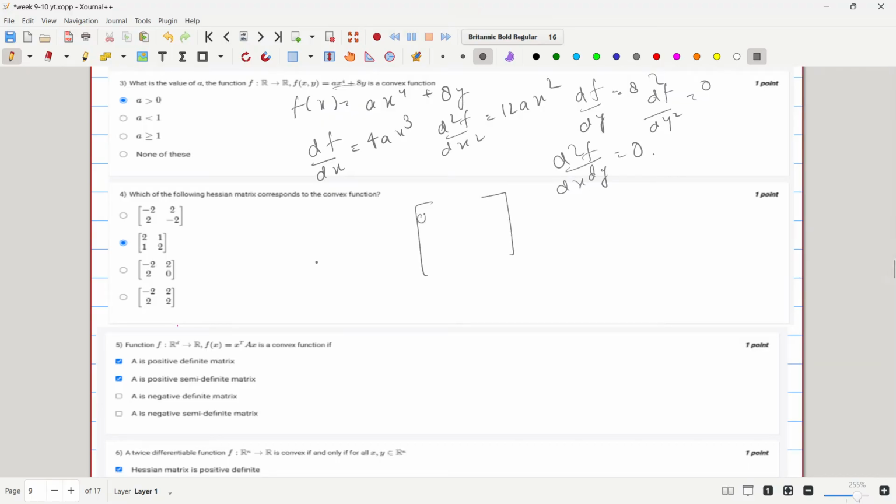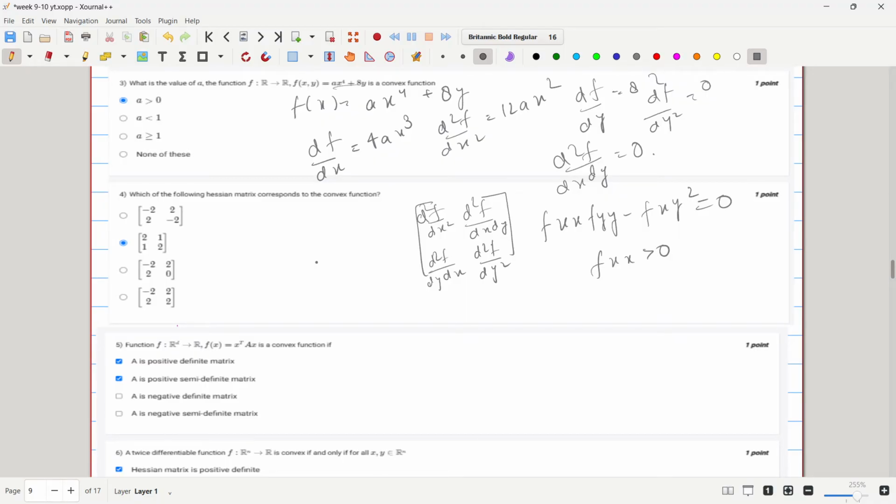Now comes the property of a Hessian matrix. The Hessian matrix is d square f by dx square, d square f divided by dx dy, d square f divided by dy dx, and d square f divided by dy square. The determinant of a Hessian matrix is fxx fyy minus fxy whole square. Now for the function to be a convex function, the second order partial derivative f of xx should be greater than 0.